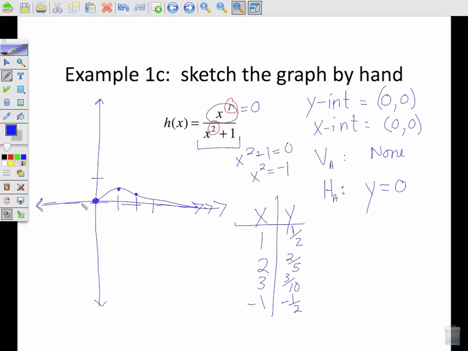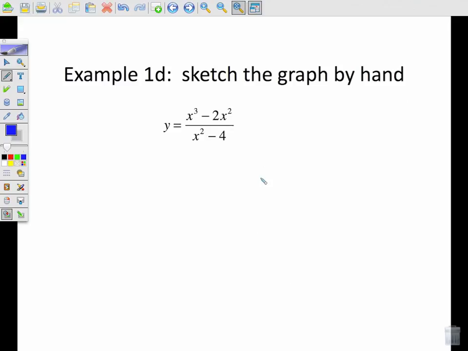Let's look at the left side. If I put in negative 1, I get negative 1 over 2, so negative 1/2. You're going to see here that this is somewhat of a reflection about the origin. And so my graph on this side is going to do the same and then slowly approach the asymptote. All right, that is the graph of this function.